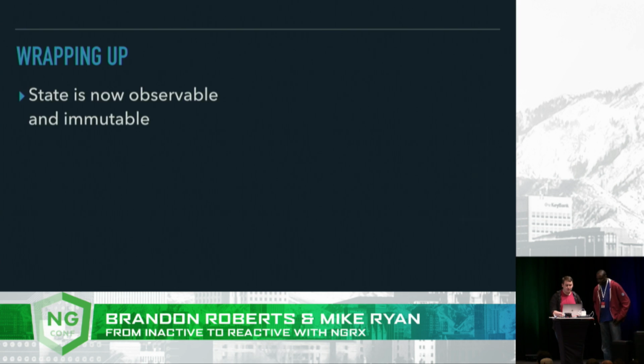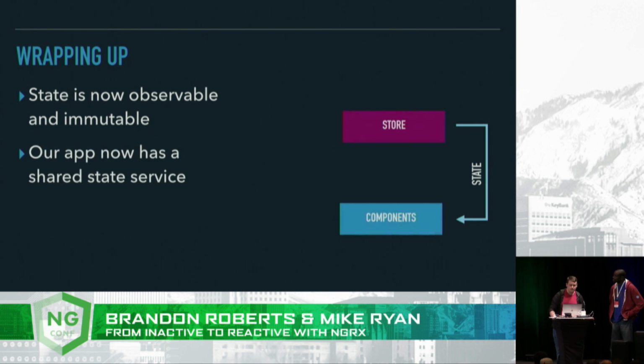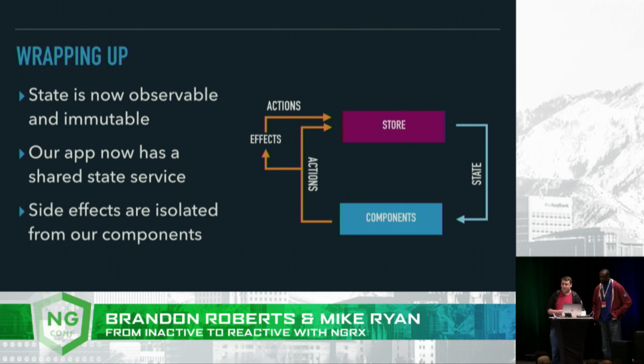So let's wrap up everything we've done so far. We've said that we can make state observable and immutable. It's observable so that components can register to changes in our state. It's immutable so that we can turn on the on-push change detection strategy to get big performance wins in our application. We have a shared state service called the store. This is how components select state, and it's how they dispatch actions. We've isolated our side effects out of our components using ngrx effects. This makes our components way easier to test, and they have a lot fewer responsibilities.